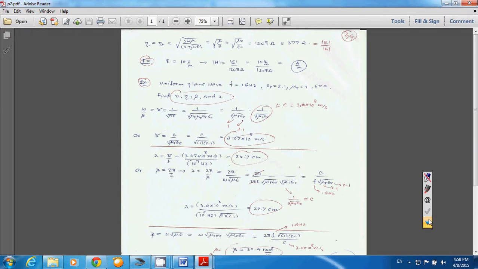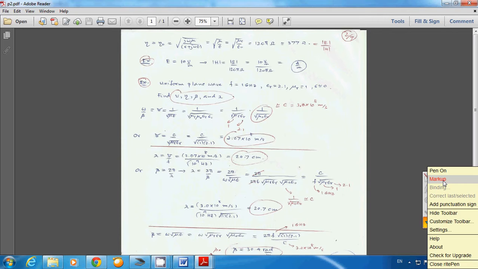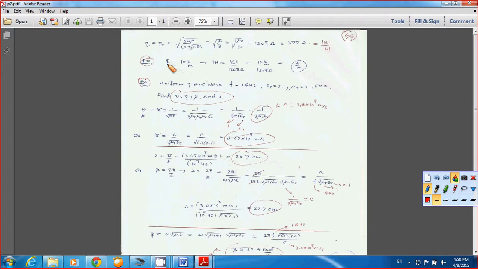Now take a look at an example here. You have an electric field of 10 volts per meter. From this relation here, you can also find the magnitude of the magnetic field. Simply divide the electric field by 120 pi ohms, and it gives you, I don't have the calculator, so I'll just leave it just like this here.